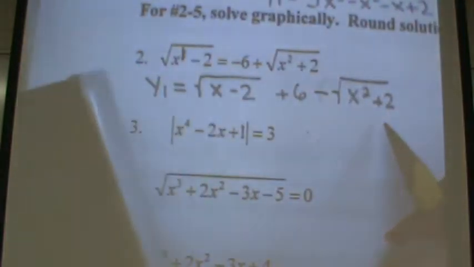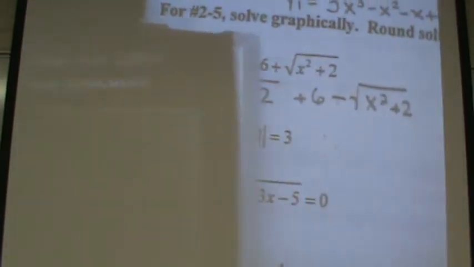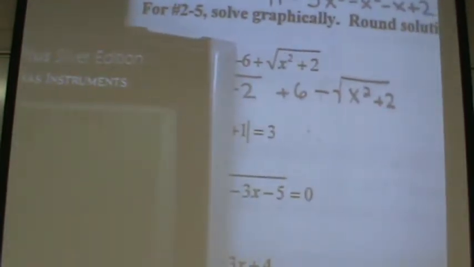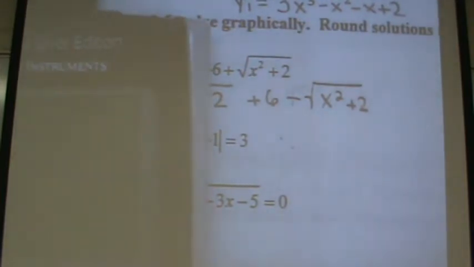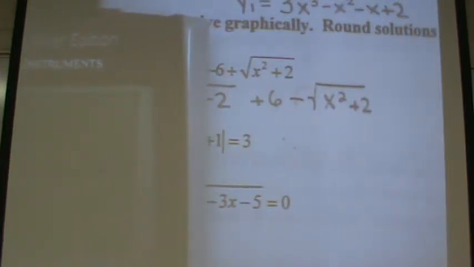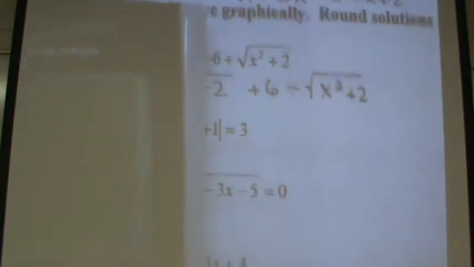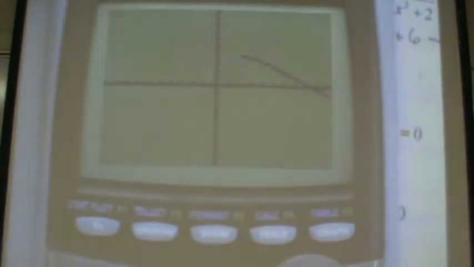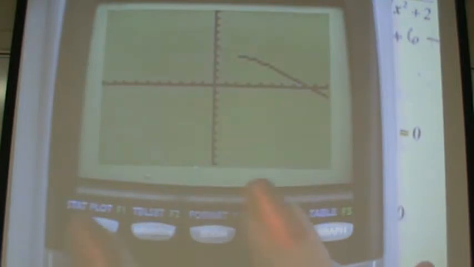So I'll do this one. You're gonna hit square root and then x minus 2, and then parenthesis plus 6, and then minus the square root x squared plus 2, and then hit graph. Okay, do you see the picture right there? Can you go back to the one that was? Yep.